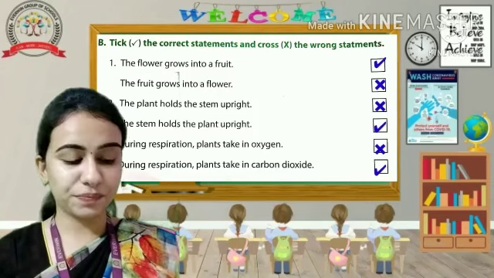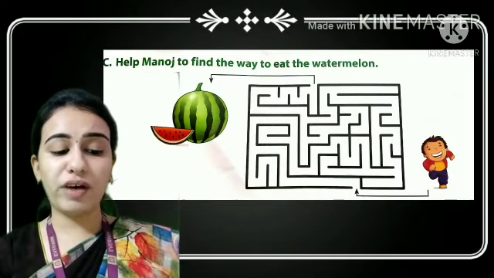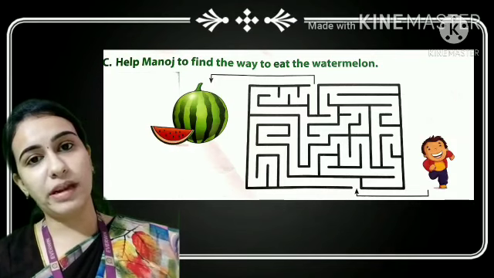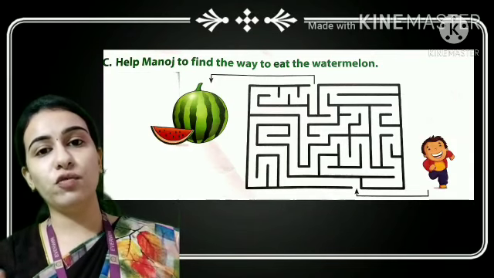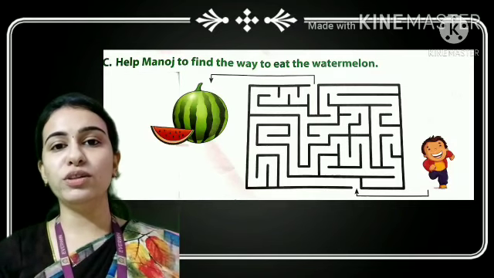Help, C question. Help Manoj to find the way to eat the watermelon. So you are going to find the way for Manoj to reach the watermelon. So you are going to do this exercise.